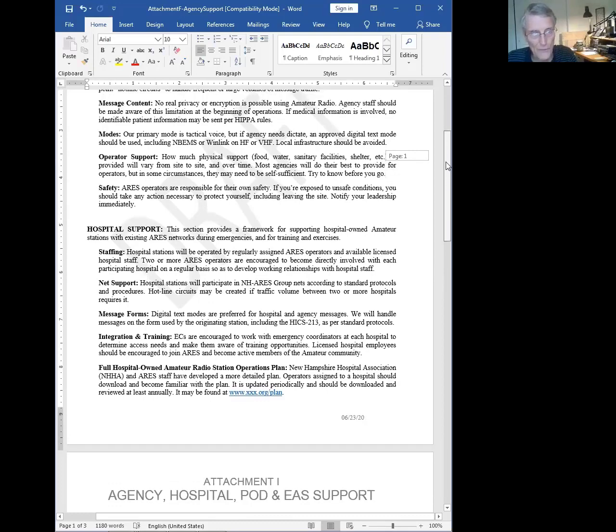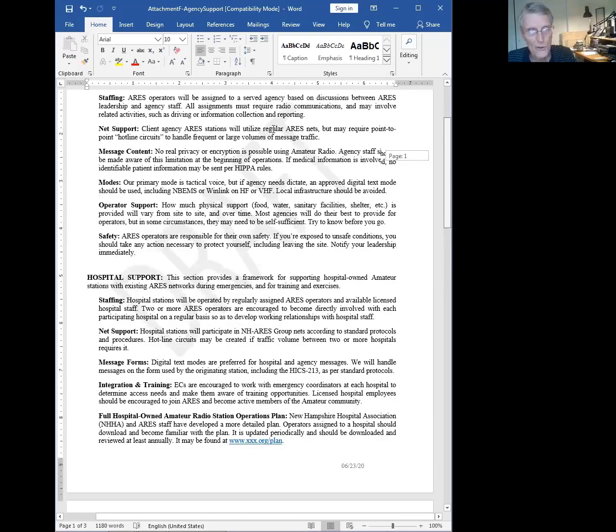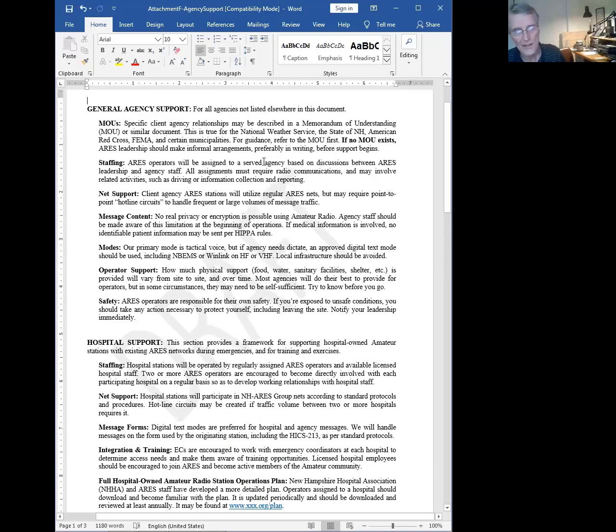So if you look at this, first of all, the general agency support, we talk about MOUs, more as a reference to say, look, if there's one out there, read it first, because that's going to dictate how we behave with them. A lot of these MOUs are pretty generic anyway, so it may or may not matter. But if there is specific language in there about how we interface, then we need to know that. I think we don't have very many MOUs right now, do we, Wayne?